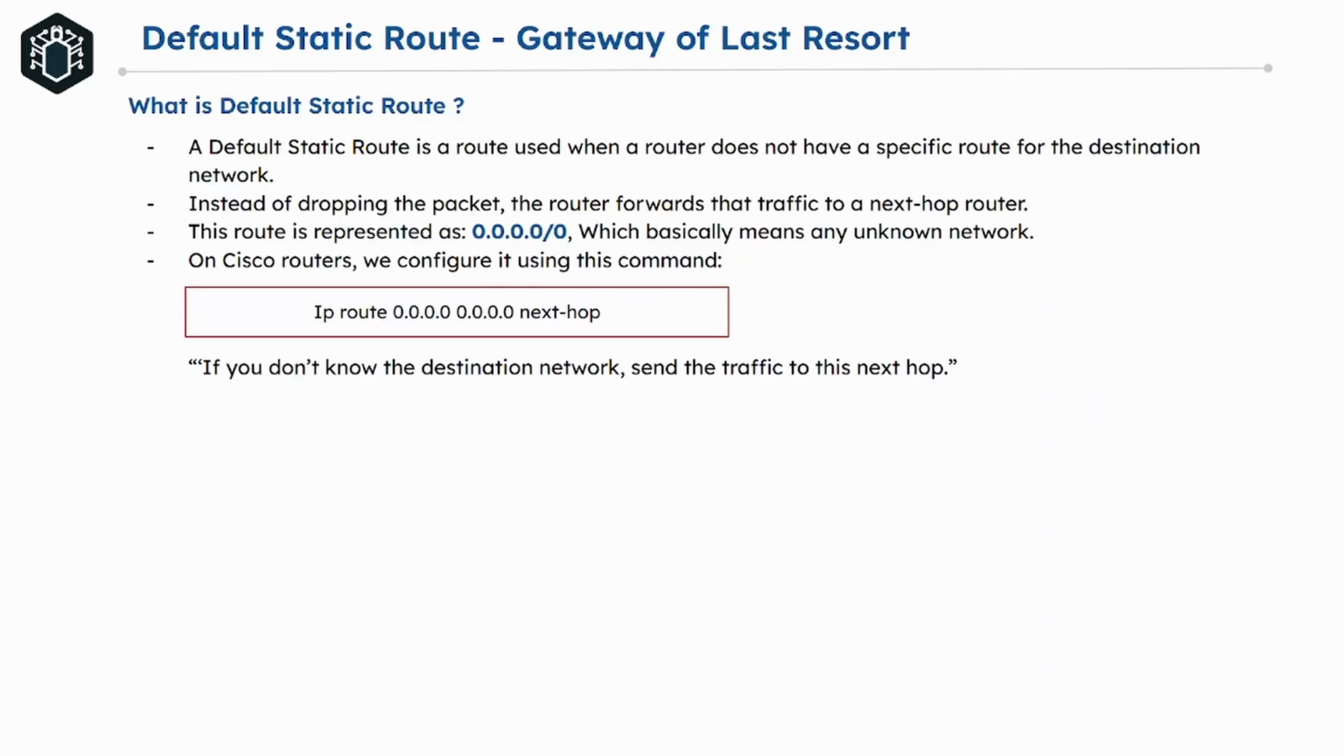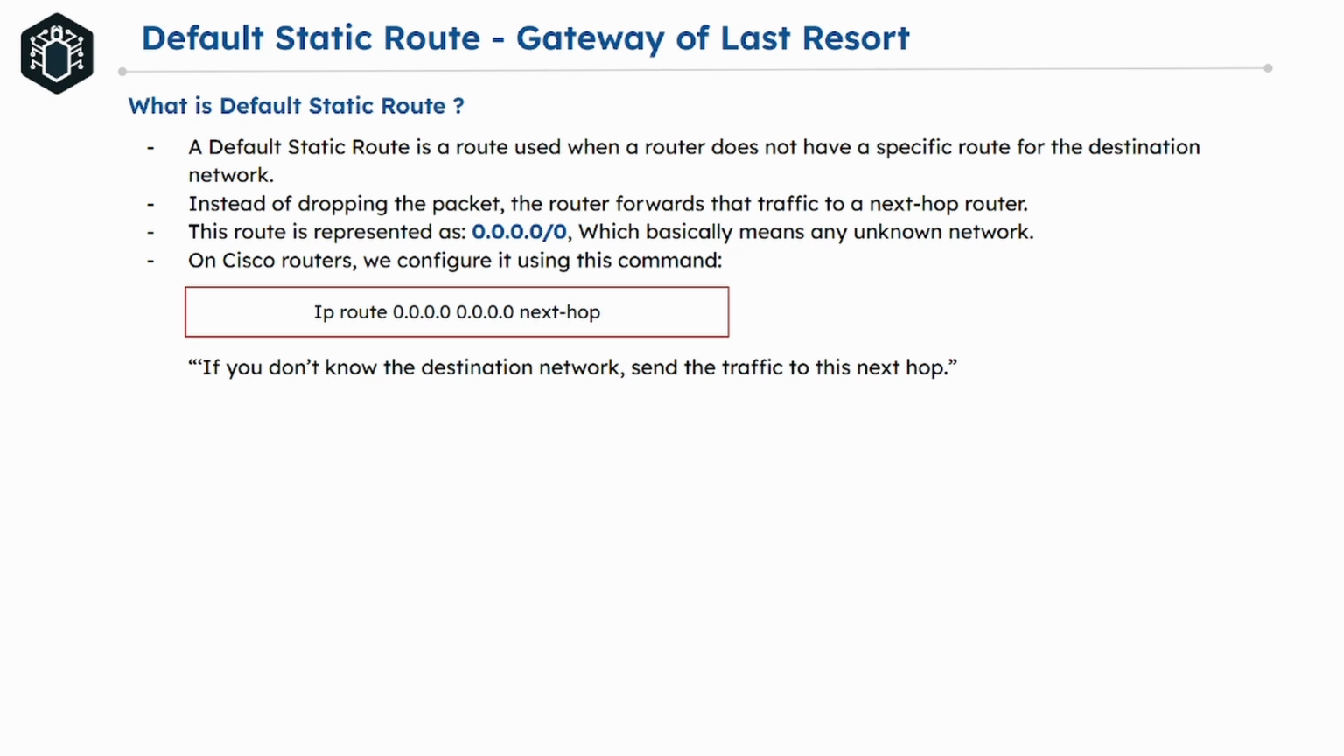What exactly is a default static route? It is a route that a router uses when it doesn't know the exact path to the destination network. When a router receives traffic for a network it doesn't know, it doesn't just drop the packet. Instead, it sends the traffic to a next hop router, basically a router that knows where to send the packet. In networking, we represent the default route as 0.0.0.0/0, which means any unknown network.